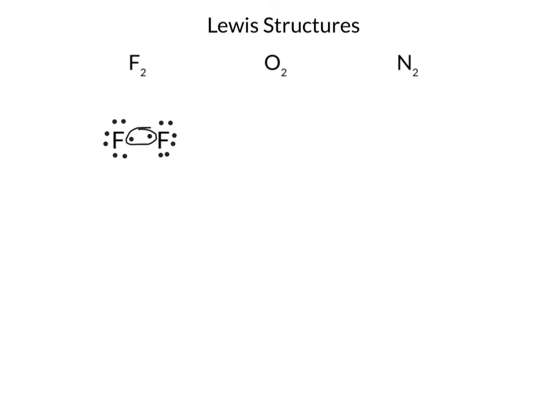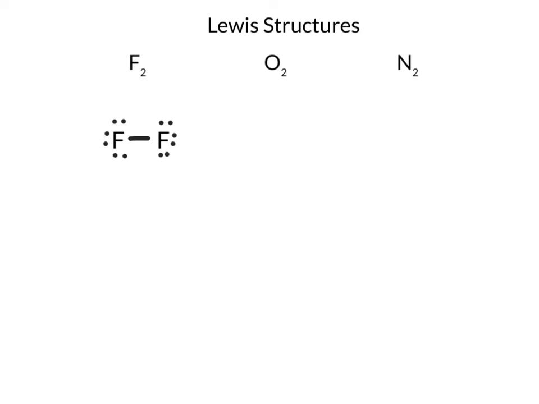This sharing of these 2 electrons is what's referred to as a covalent bond. We represent this covalent bond with a line between the 2 fluorines. That line represents those 2 electrons that are now shared in the same orbital between the 2. This is how we establish a covalent bond.